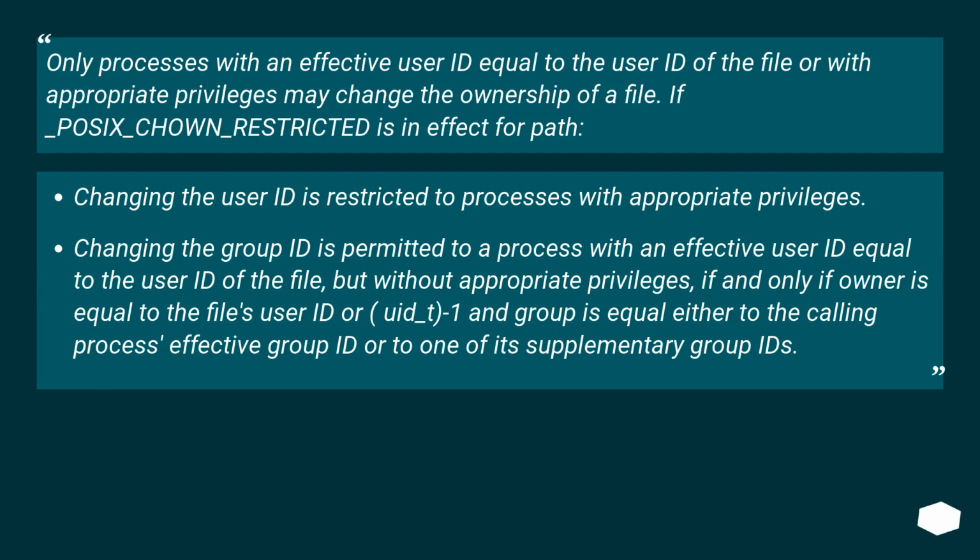Changing the group is permitted to a process with an effective user ID equal to the user ID of the file, but without appropriate privileges, if and only if owner is equal to the file's user ID or -1, and group is equal either to the calling process's effective group ID or to one of its supplementary group IDs.